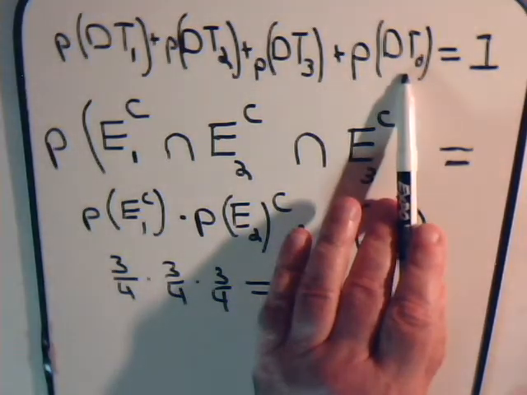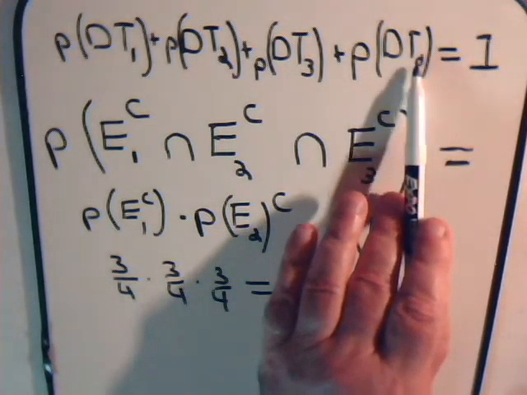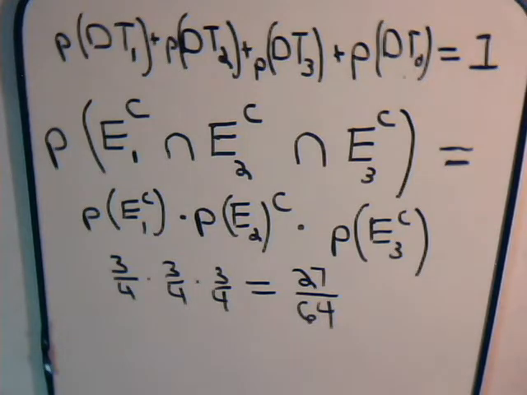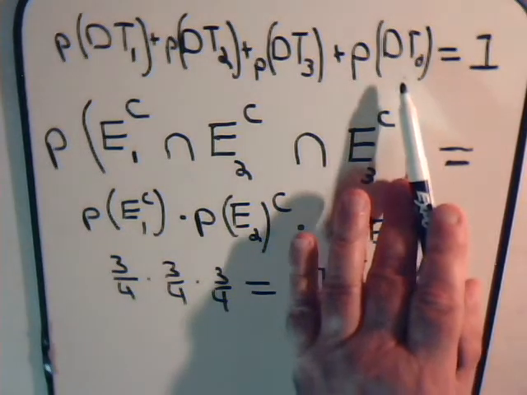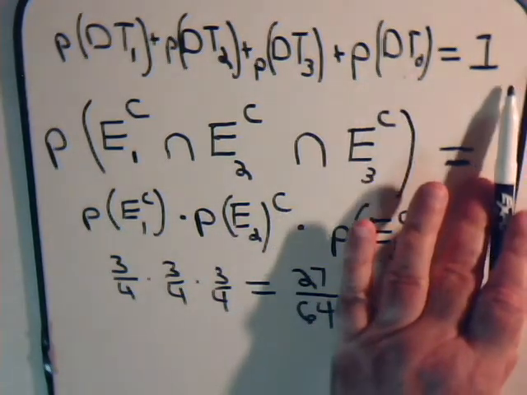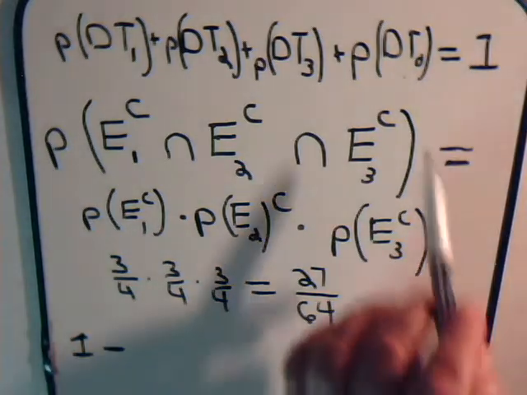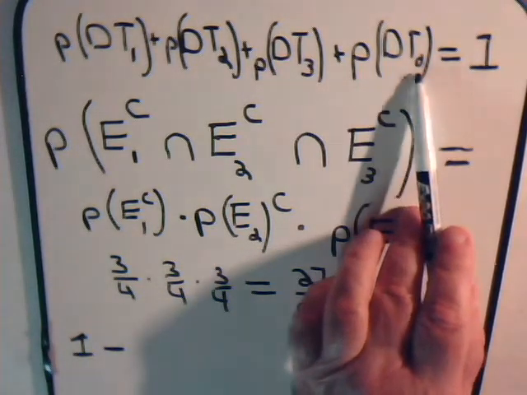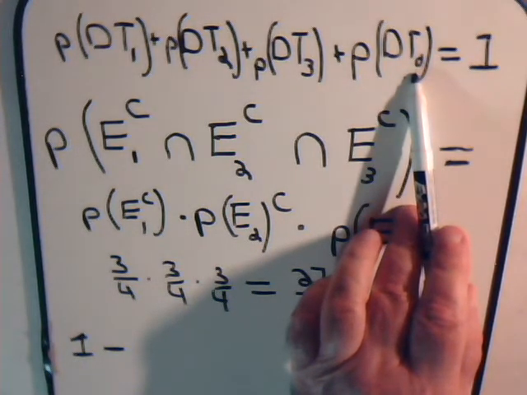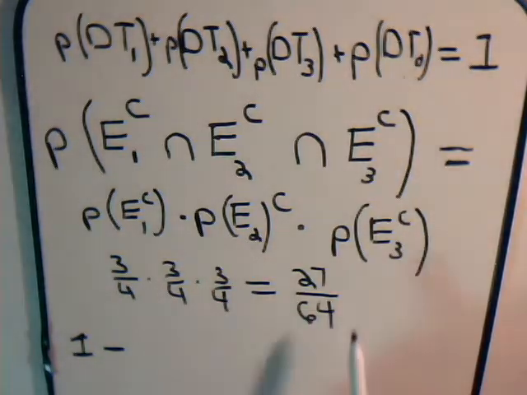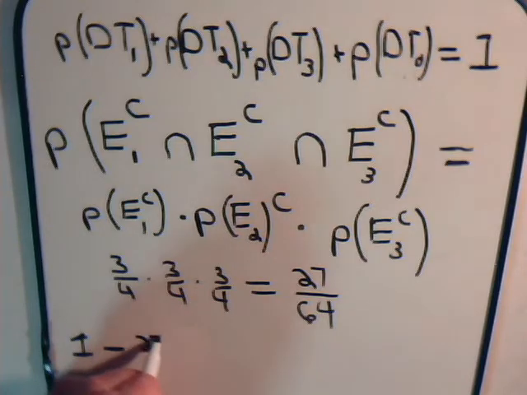And that's what this is: 0 defective transistors are found. Now, let's bring this over to this side of the equation. So we have 1 minus the probability where 0 defective transistors are detected, which is this right here. We just figured it out.